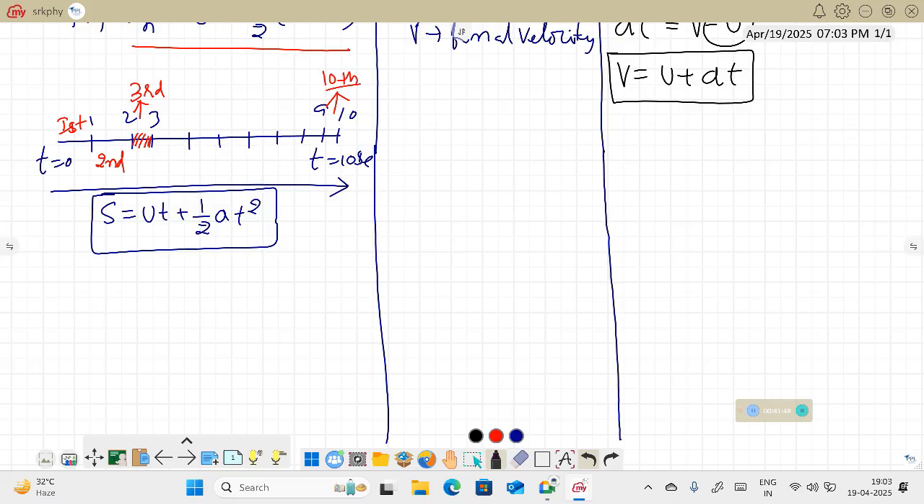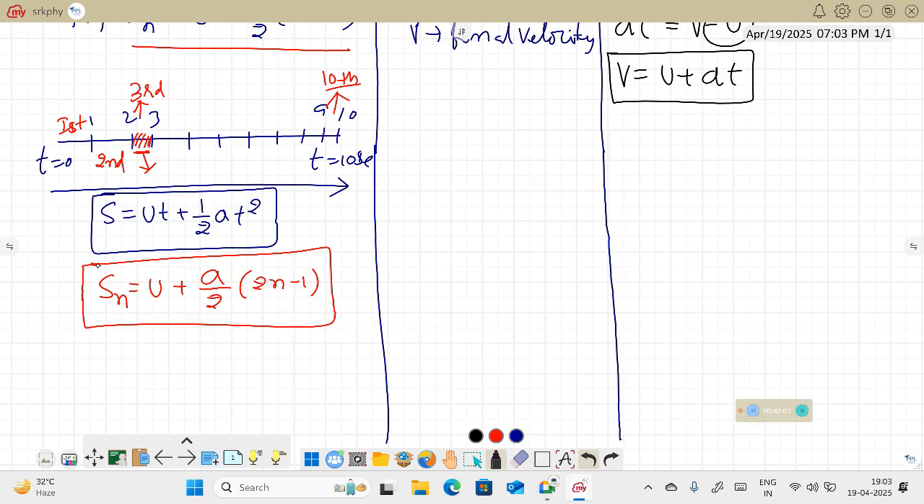So, the distance traveled by the body in this time, 2 to 3 seconds, is the 1 second distance. For that 1 second distance, you use the formula Sn equal to u plus a by 2 into 2n minus 1. Understood? What is n here? n is the nth second. If you are calculating for the first second, then n value becomes 1. If you are calculating for the third second, n value becomes 3. If you are calculating for the 10th second, n value becomes 10. If you are calculating for n seconds, n value becomes n. Like this, you have to apply the condition.